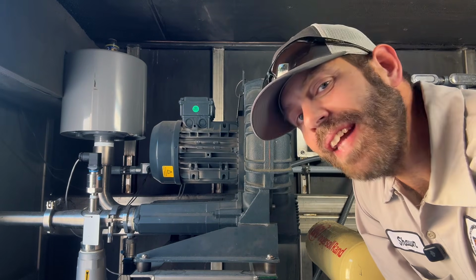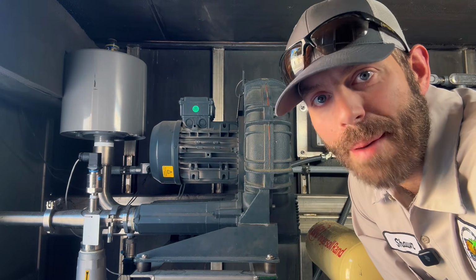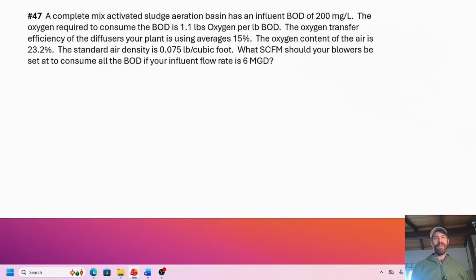So now that we kind of have an idea of what blowers look like and what they're doing in a wastewater plant, let's head over to the whiteboard and tackle that math problem. Welcome to the math segment of this video. We are going to be doing a grade 5 level math problem. For those of you in other states, this would be your highest level exam, like a Class A Florida, Class 1 Georgia, grade 4 Oregon.